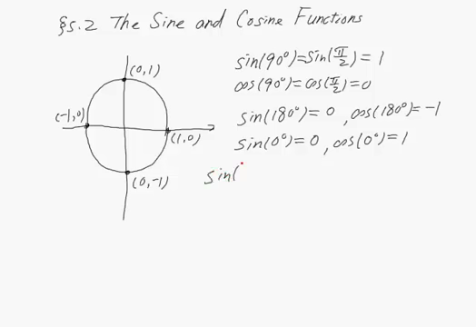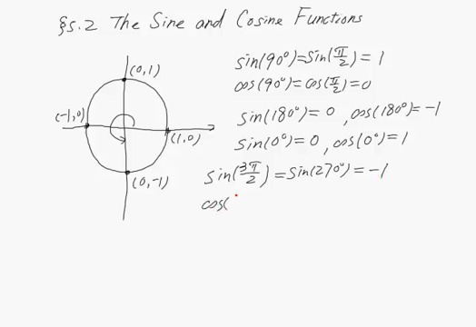Now let's look at the sine of 3 pi over 2. We know 3 pi over 2 is 270 degrees, right? How much? -1, right? Because 3 pi over 2 is this angle. So the point of intersection is (0, -1). So the y-coordinate is equal to -1. So the sine of 3 pi over 2 is equal to -1.